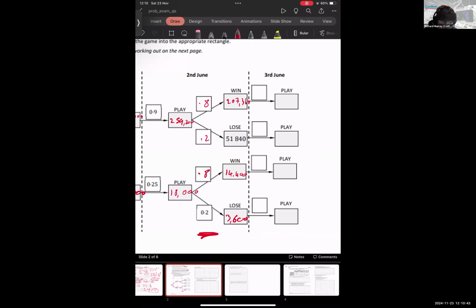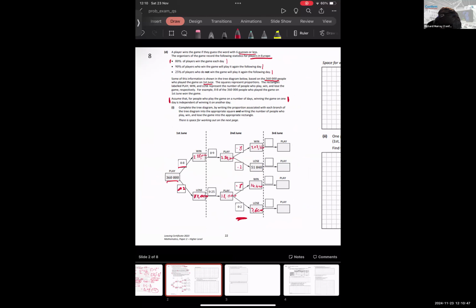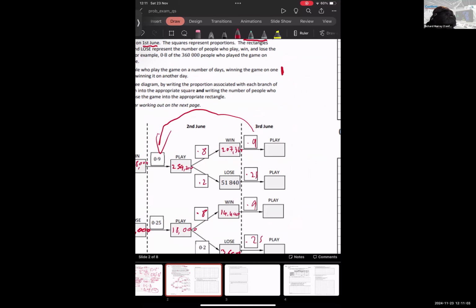And again, we can keep filling this out. We know that if someone won on the previous day, they're more likely to play the next day, which gives us our 0.9. This gives us our 0.25. So again, these values are going to be the same as what we saw over here, and our 0.25. And we can just finish out our calculations for the 3rd of June. So we have our 207,360 times 0.9.